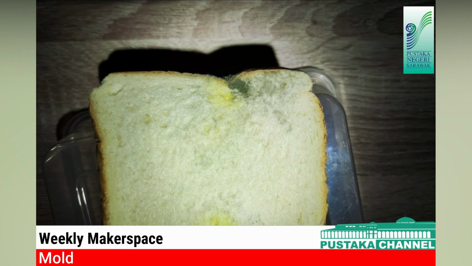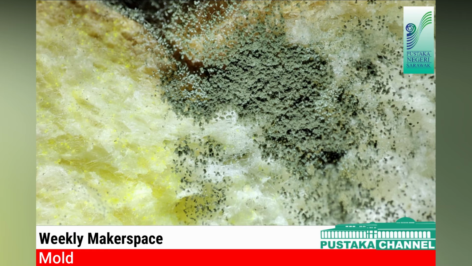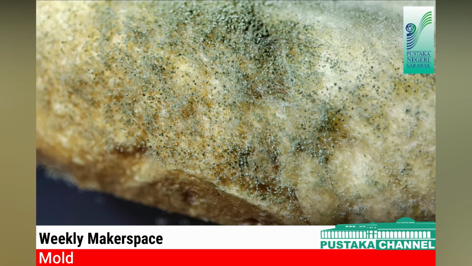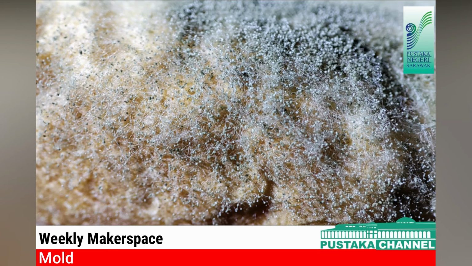However, the most amount of mold growth is found on the bread that was placed in a dark and humid kitchen cabinet. There are even a few types of mold found here. You can see here, this is the common black bread mold. And look, here's another mold that is yellow in color. And there's even a whole colony of mold over here.